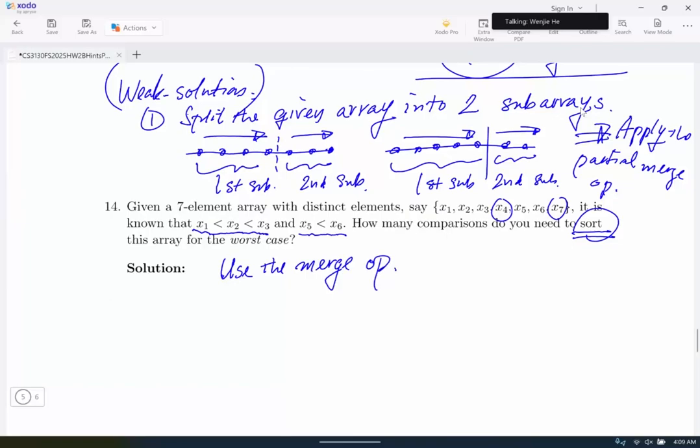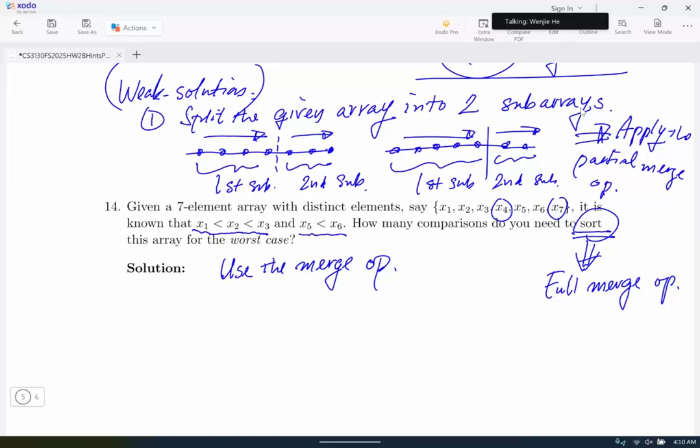Use the merge operation. You can sort, right? Here it's not a partial merge, because when you do sort, you use the full merge operation, not partial. When you do a selection problem, find the kth largest or smallest, then you can consider using partial merge. But here it's a sorting problem, so you need to apply the standard merge operation. All right, so that's number 14.